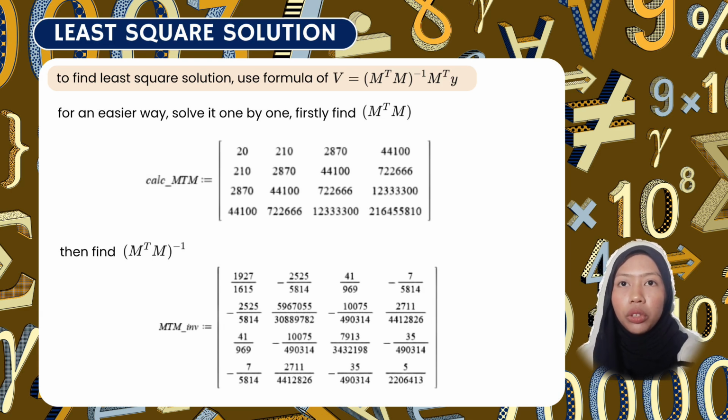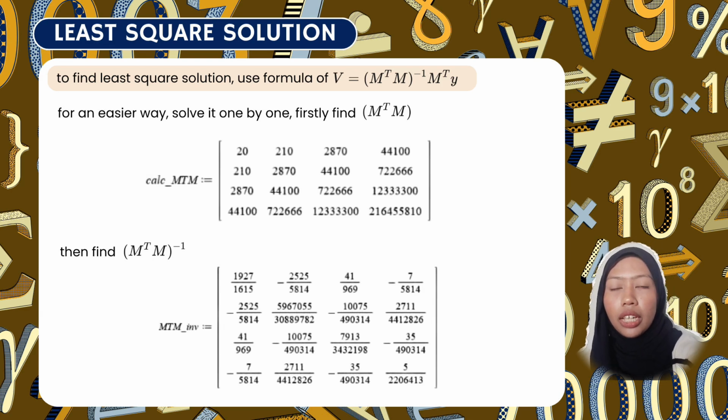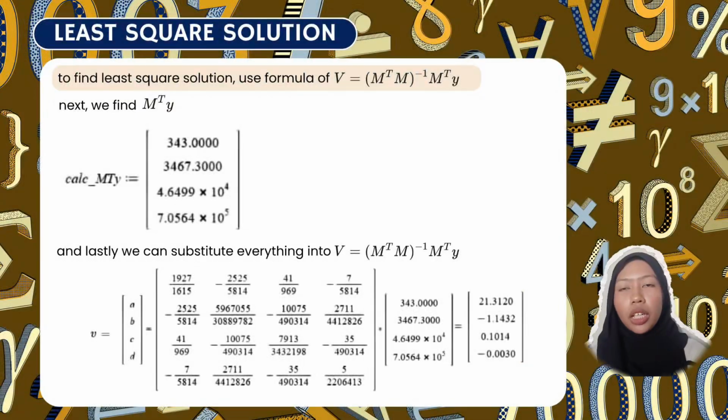After obtaining M transpose M, we calculate its inverse written as open bracket M transpose M close bracket to the power of -1. This inverse matrix is important because it helps us solve the system and find the coefficient for the cubic model. Next, we calculate M transpose Y. This matrix is formed using both the X value and Y's value from the dataset.